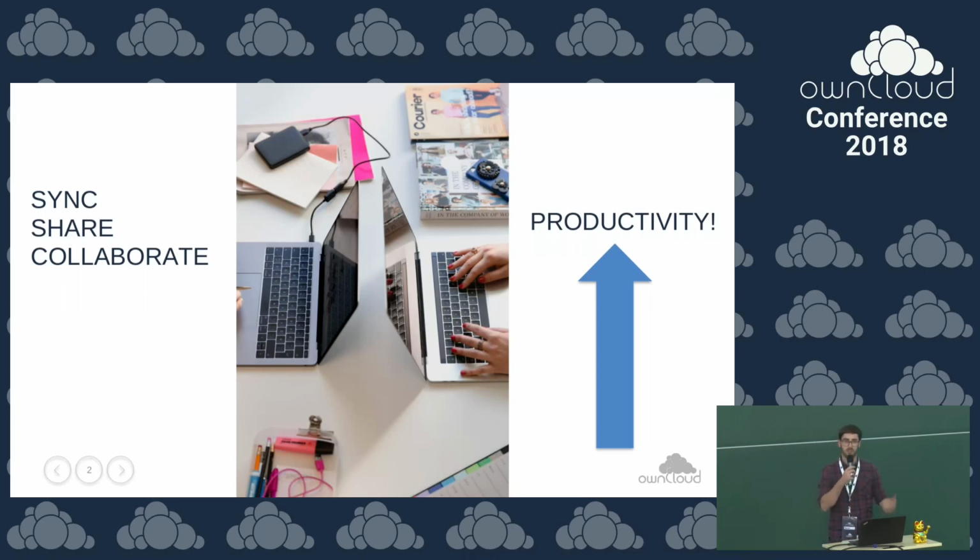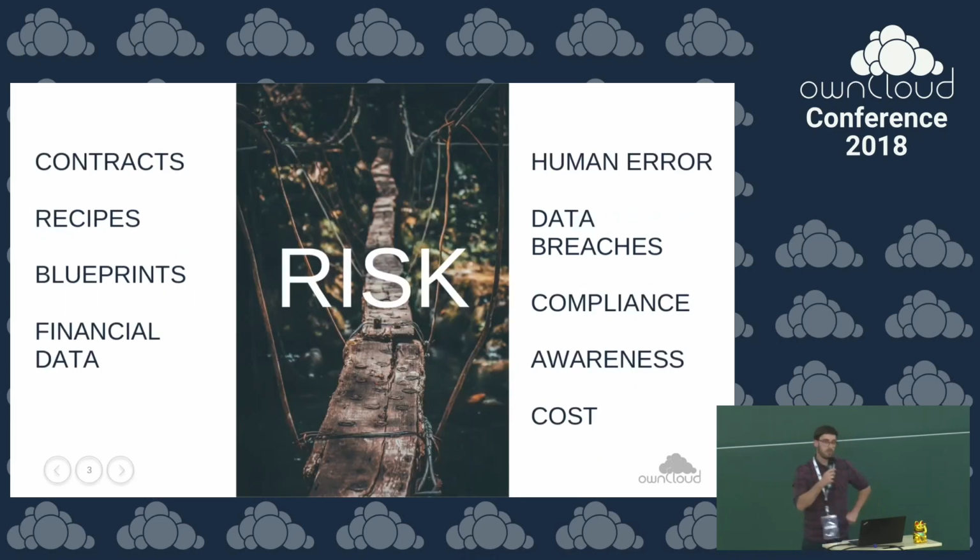So you might think, nice, everything is all right. Why should I worry? So take into account if you're dealing with sensitive information. Say your users are collaborating on contracts or recipes, or say blueprints for technical machines are exchanged. Things like that, financial data. There's always potential for human error, also for data breaches.